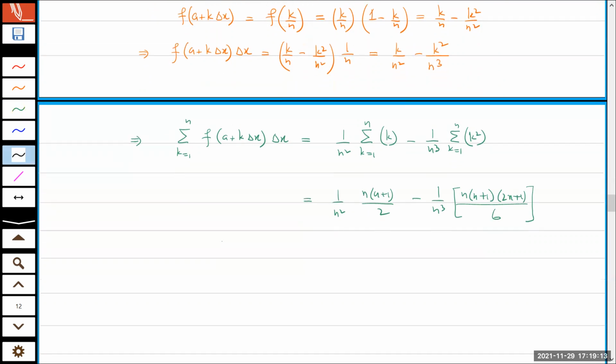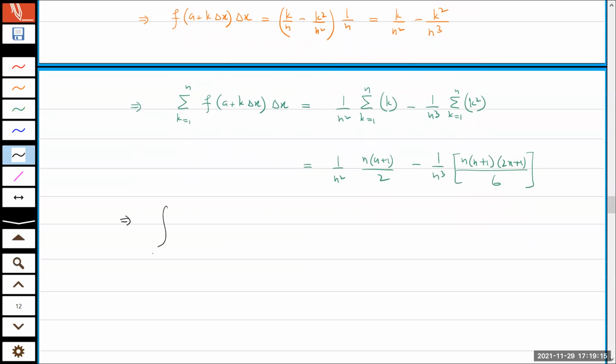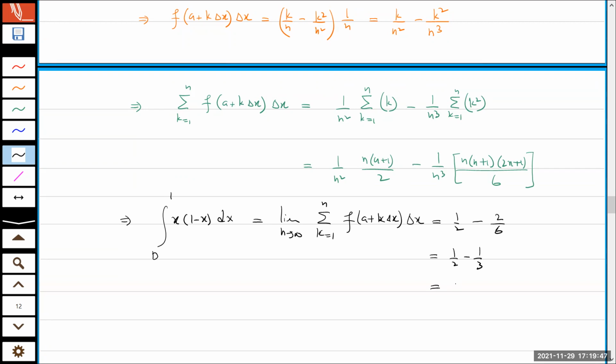Now we take the limit as n goes to infinity. So I can write finally, the integral from 0 to 1 of x times (1 minus x) dx equals the limit as n goes to infinity of the sum from k equals 1 to n of f of a plus k delta x multiplied by delta x. The limit from the right-hand side is 1 over 2 from the first one, minus 2 over 6 from the second term. So 1 over 2 minus 1 over 3, which is 1 divided by 6.